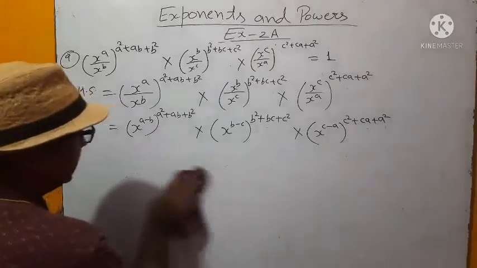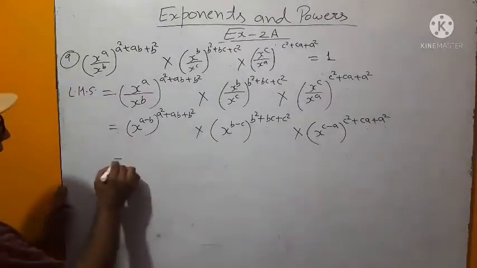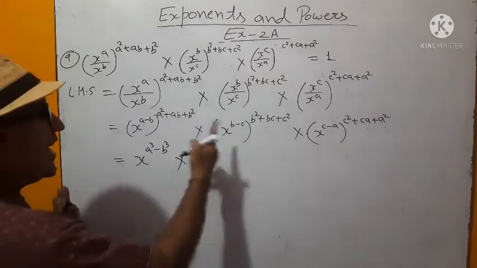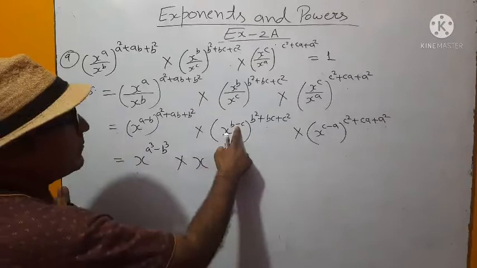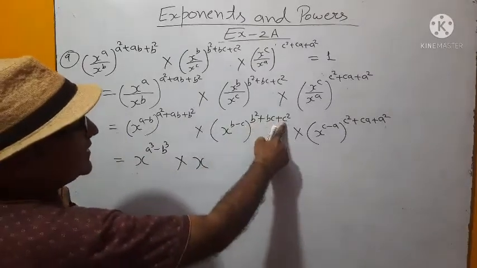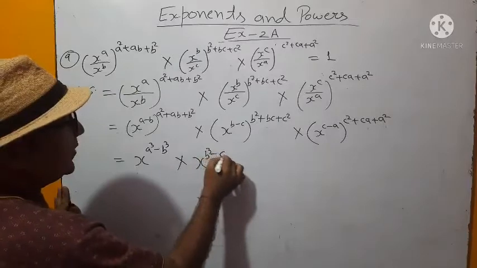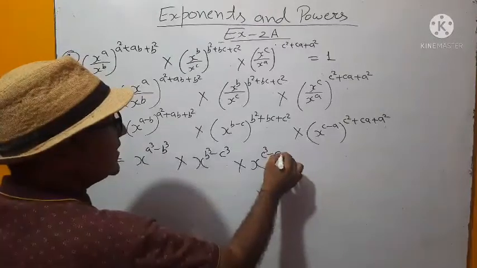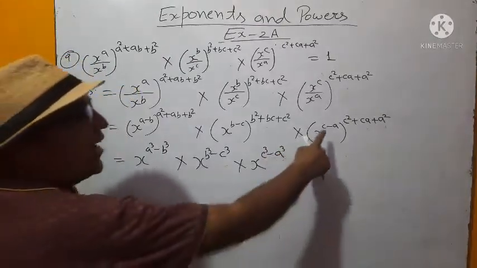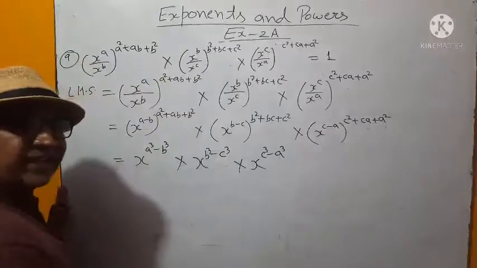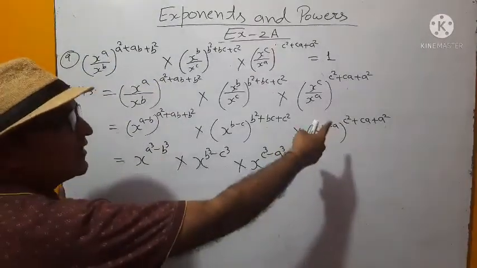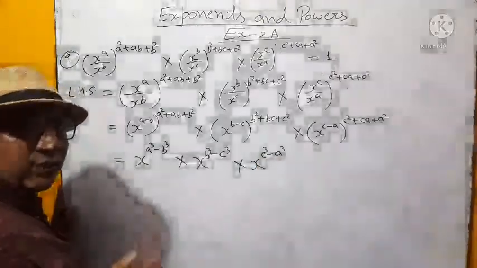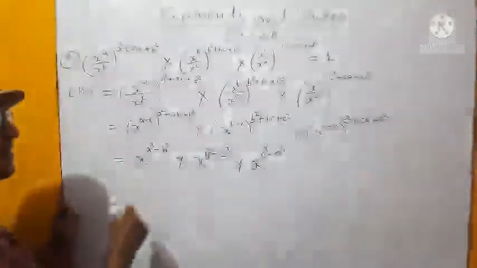Means we can write here x to the power a cube minus b cube. Same identity we will use here: b minus c into b square plus c square plus bc is equal to b cube minus c cube. There also we can write c cube minus a cube. After multiplying these two, you can check in the rough. In the rough, multiply these two and check that you are getting this or not. If you are not getting, means you are doing some calculation mistake, because this is correct.